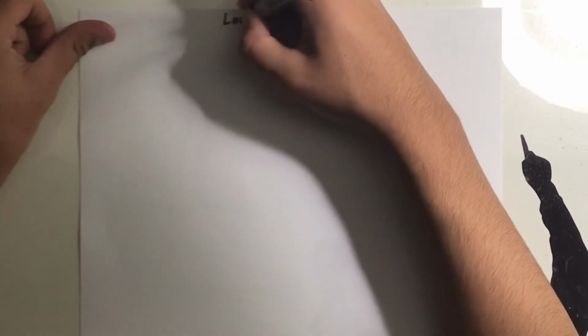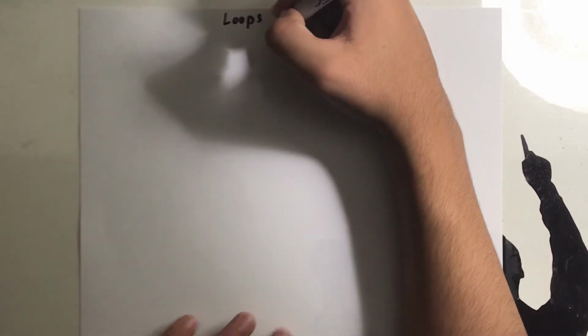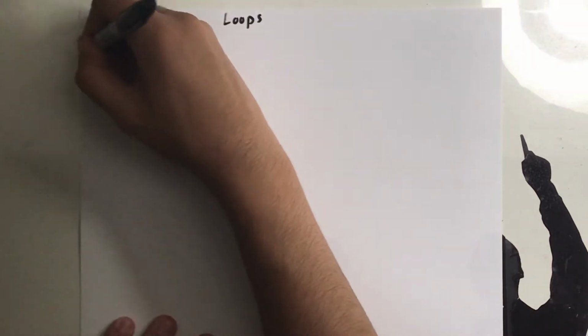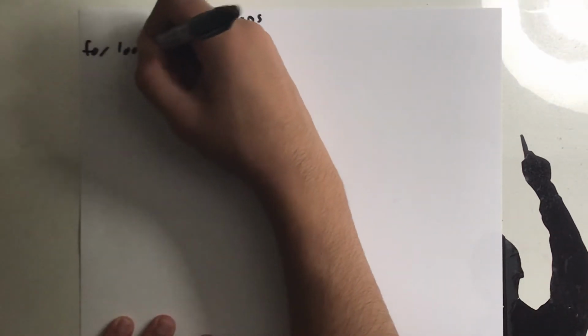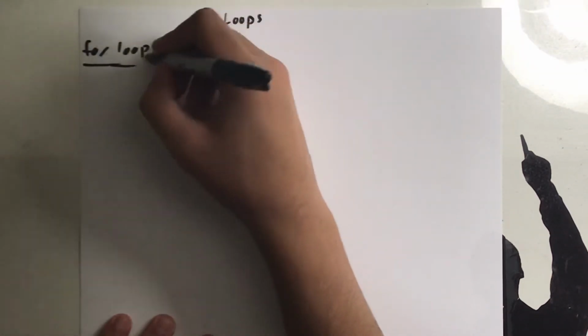Hello, today in this video we'll be talking about loops. And first of all, we're going to talk about the for loop. Okay, and in the for loop, this is how it looks like.